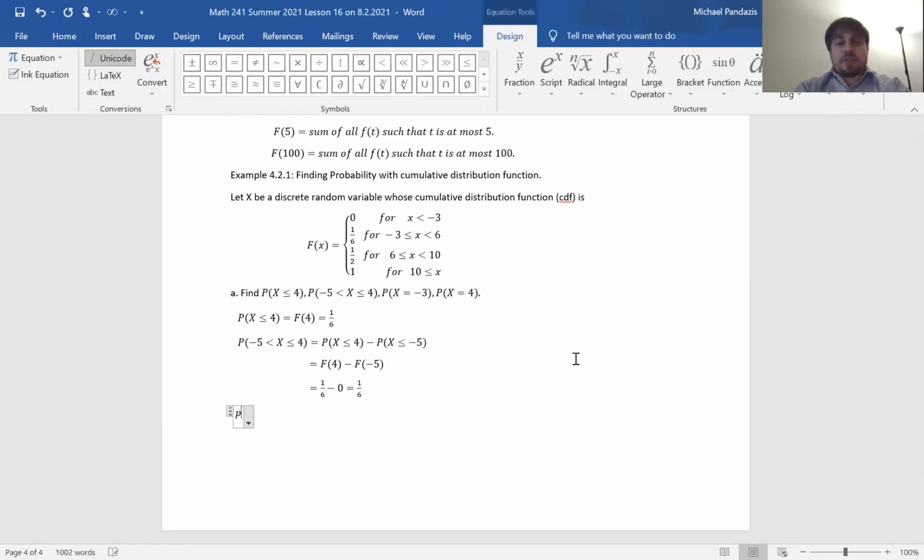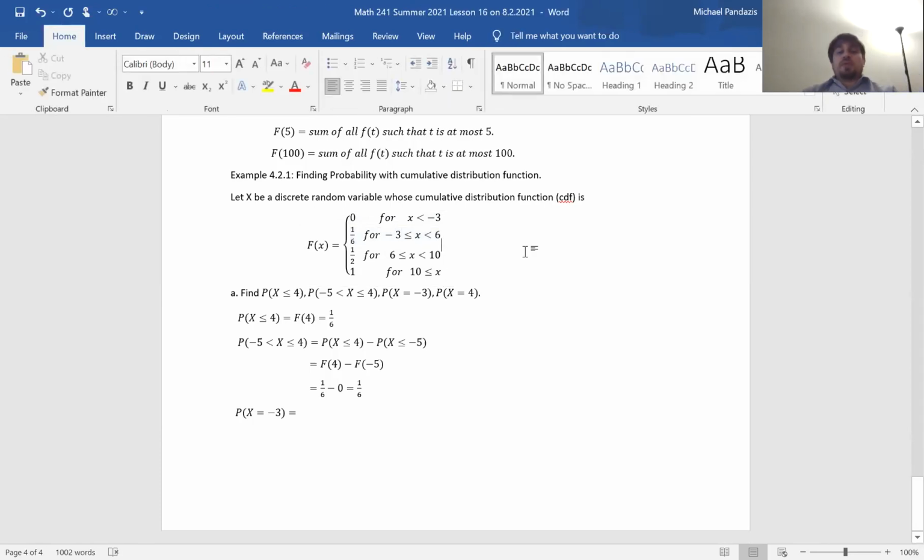Next, the probability that capital X is equal to negative 3. Okay, so the probability that capital X is equal to negative 3. So here, right, the probability that capital X is at most negative 3 is 1/6, right? But that's at most negative 3, not equal to. Now, anything less than negative 3, the probability that capital X is at most that is 0. So right before you get to negative 3, there's no chance of capital X being any value less than negative 3, right? There's no possible way that capital X be any value less than negative 3 because of this, right?